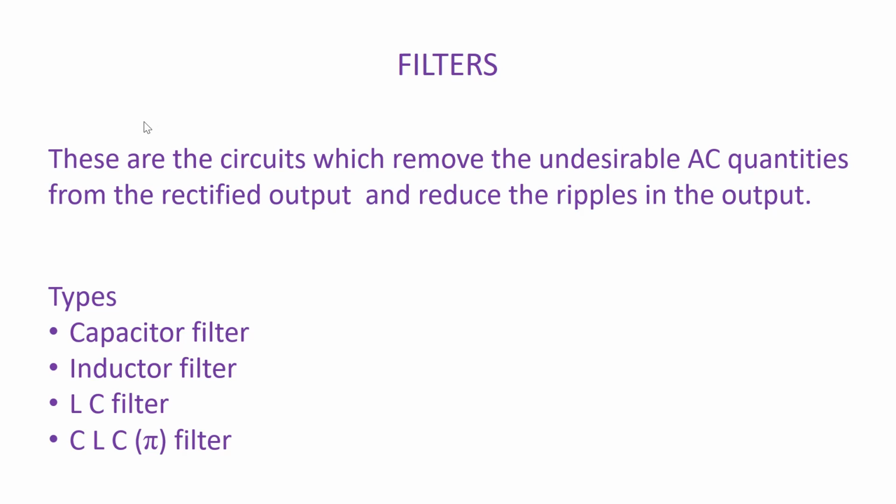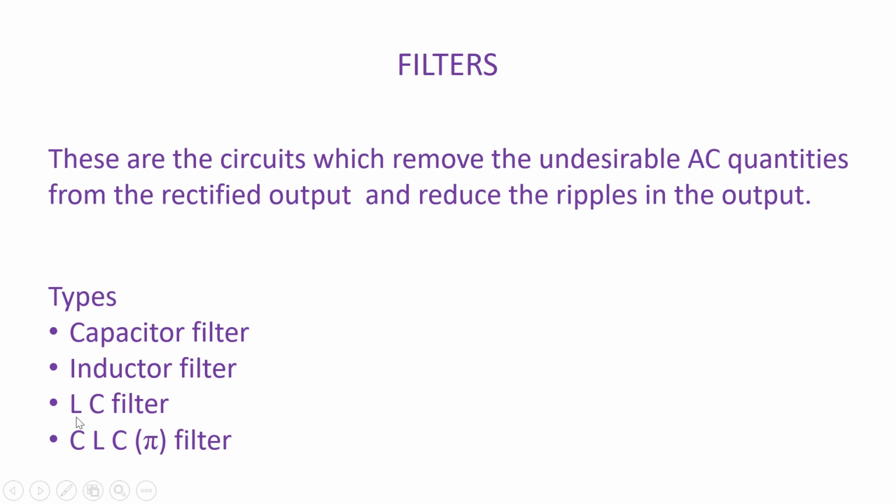There are many types of these filters, namely the capacitor filter, where a single capacitor is used always in parallel with the supply and the load resistance. And this capacitor filter is even called the shunt capacitor filter. Next variety is the inductor filter, wherein a single inductor coil is used to filter the undesirable AC quantities from reaching the load resistance. This is even called the choke filter.